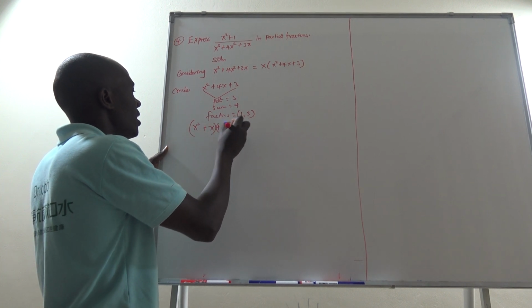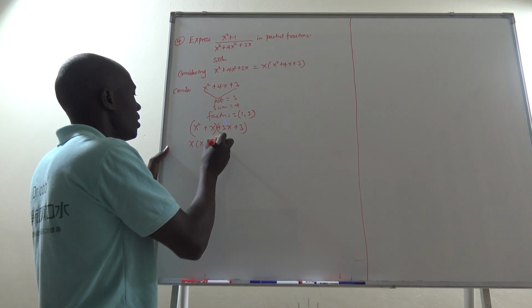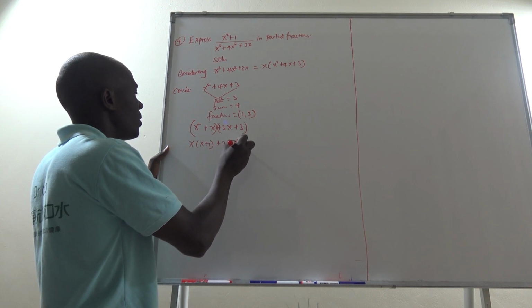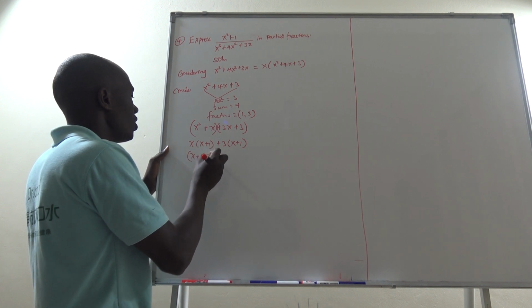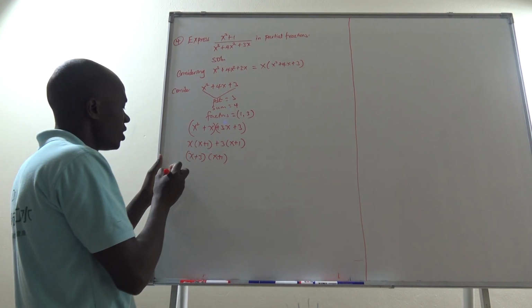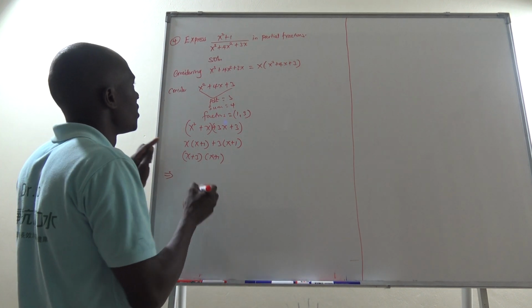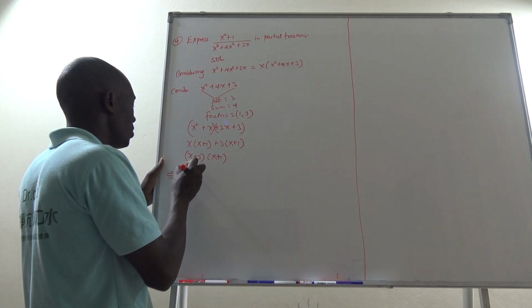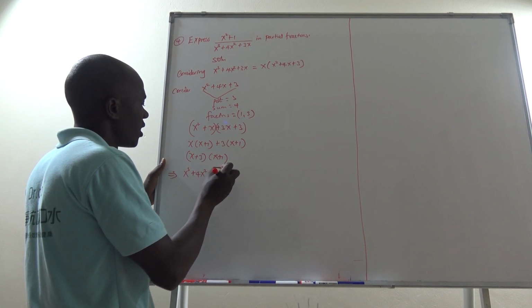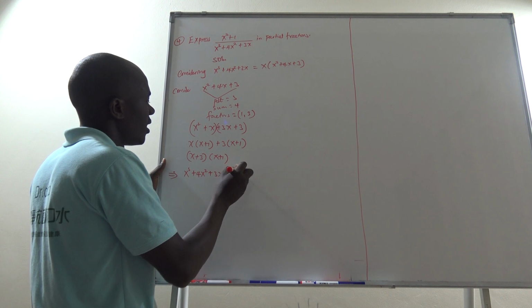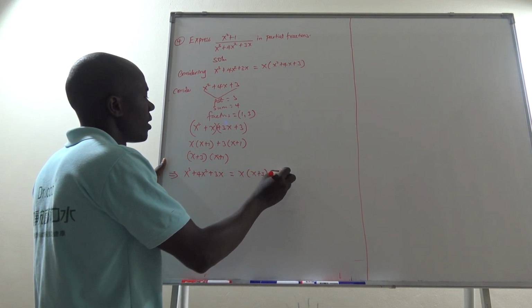So we're having x into (x plus 1), then here plus 3 into (x plus 1). So what do we write? We are going to write (x plus 3) into (x plus 1). So this implies that where we see x cubed plus 4x squared plus 3x, we are going to have x into (x plus 3) into (x plus 1).